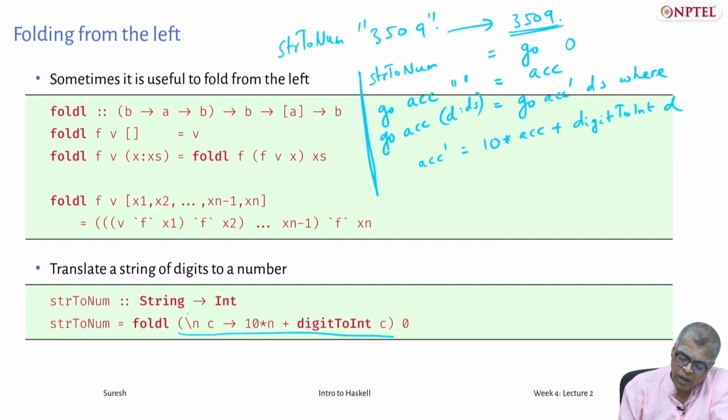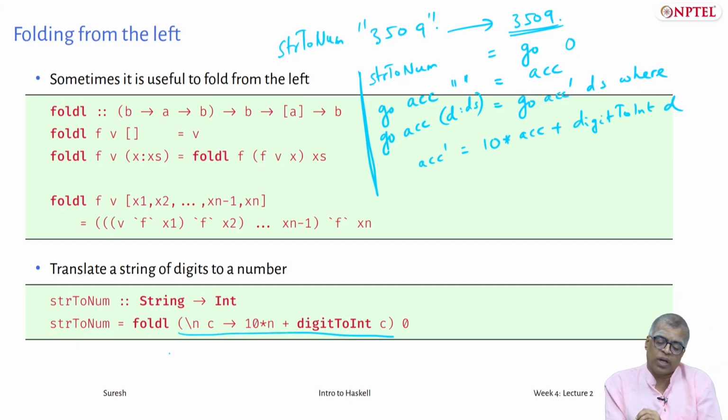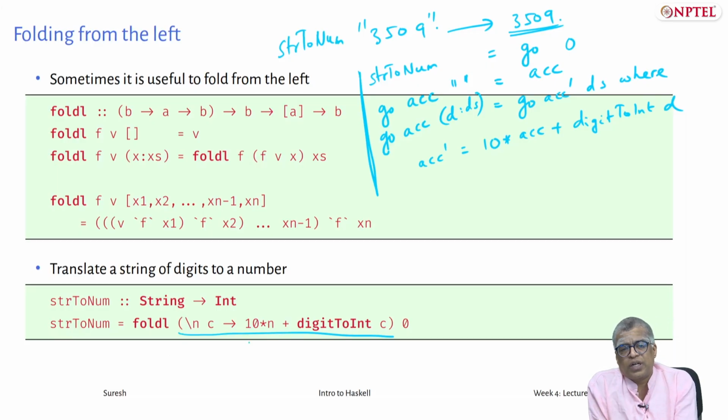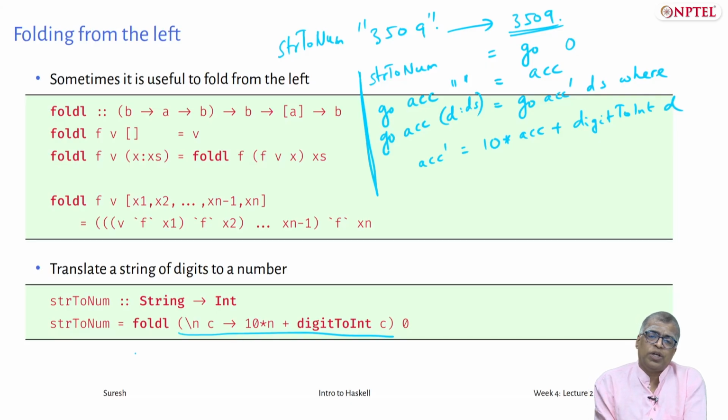You have n and c. n is a natural number, n is an integer, c is a character which represents a digit. So you do 10 times n plus digit to int of c. That's the combining function that you use. The initial value of the accumulator you use is 0. So string to num is just this.